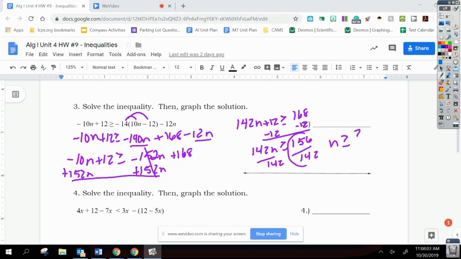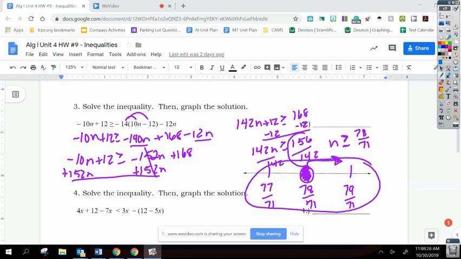156 divided by 2 is 78. And 142 divided by 2 is 71. 78 over 71 is about as simplified as it's going to get. 78 over 71. This is 79 over 71. And this is 77 over 71. Open circle, closed circle, one underneath, and it's on the big side, so we shade to the bigger numbers, which is to the right. Nasty looking graph, but that's what it should be.